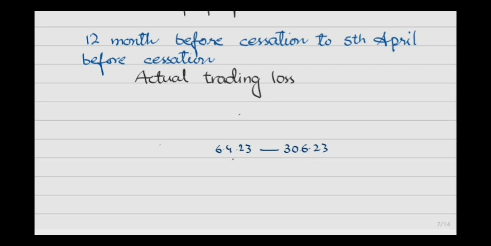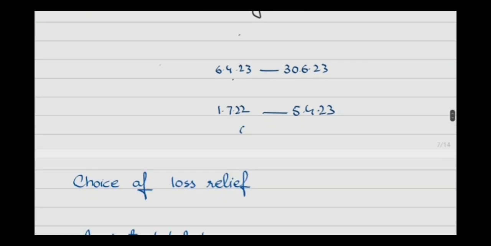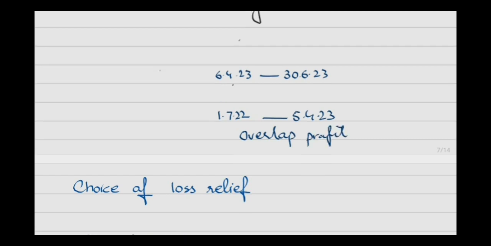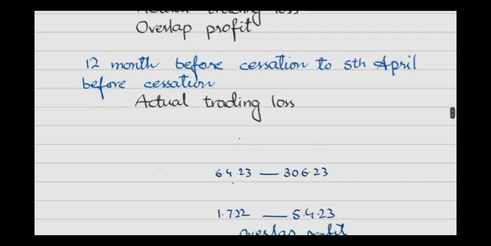Then 12 months before cessation to 5th April before cessation. The business ceased on 30th June 23, so 12 months before is 1st July 22. From this date to the following tax year ending 5th April 23, you have to consider the actual loss of this period. Then you have to consider the overlap profit, and this will be the total termination loss, right?